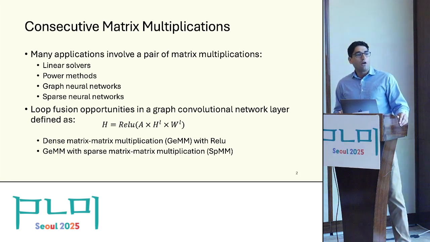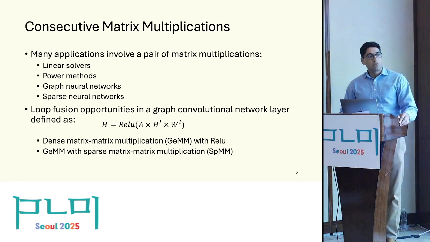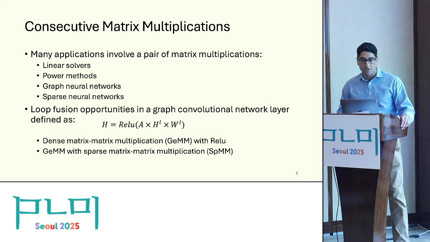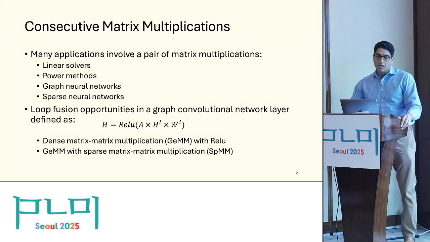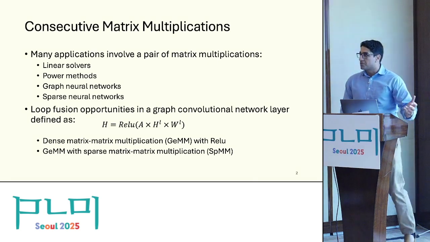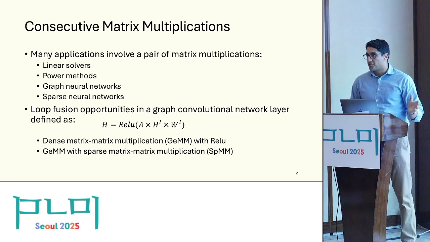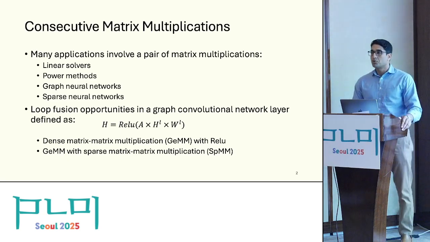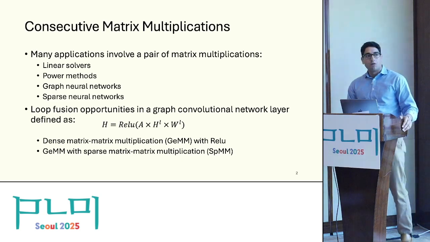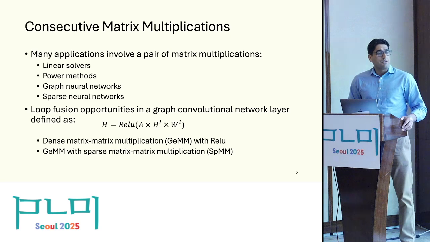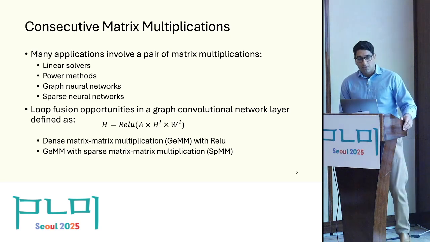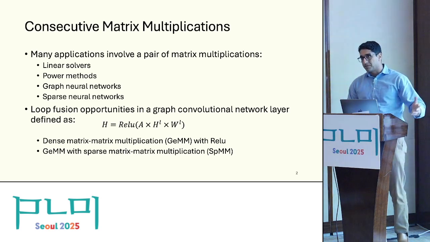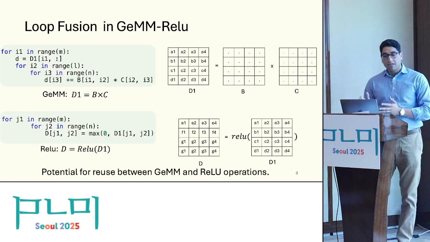The other pair is two matrix multiplications, as you can see, A times H, and the result times W. As you can imagine, there is a lot of data exchanged between these two pairs of operations, and if you want to reuse that data, the solution is fusion. We are all familiar with that. To explain the idea and how fusion helps data movement, I will start with the simple case of GeMM with ReLU.